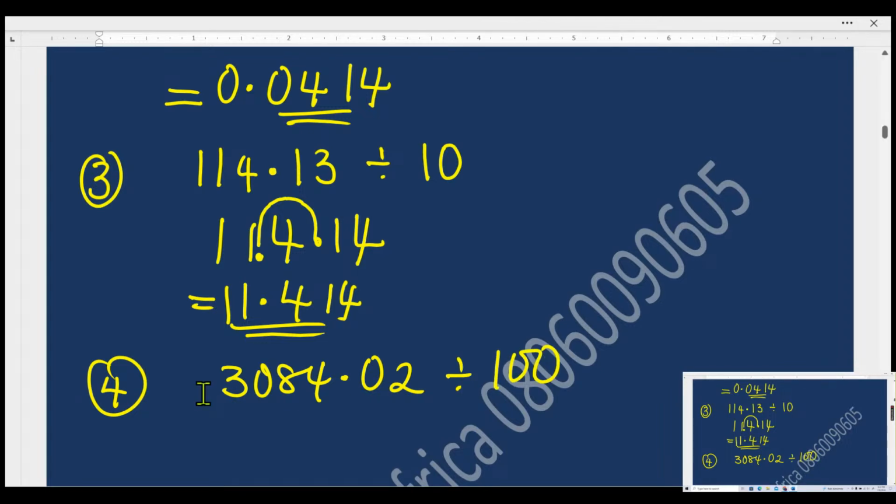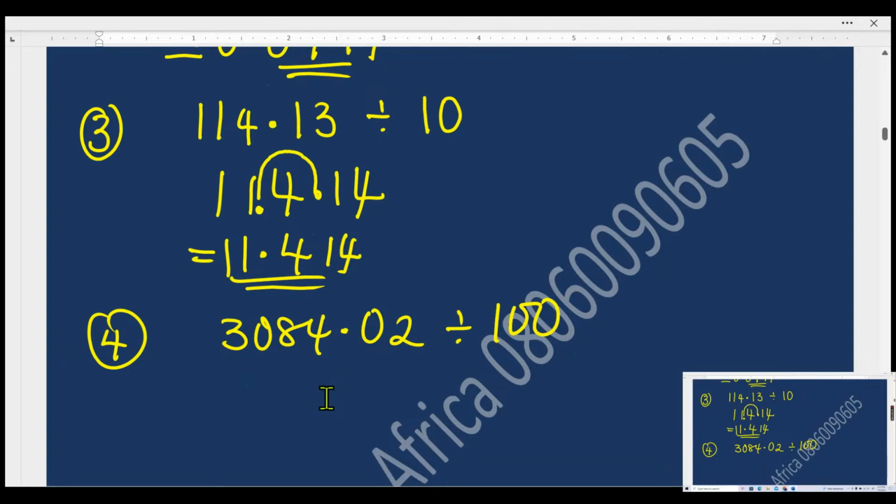So what is 3084.02 divided by 100? So the first thing I'm going to do is to write out this number, 3084.02. Then I'm going to divide by 100. Anytime you're dividing by a positive power of 10, count from the decimal point to the left or move your decimal point to the left.